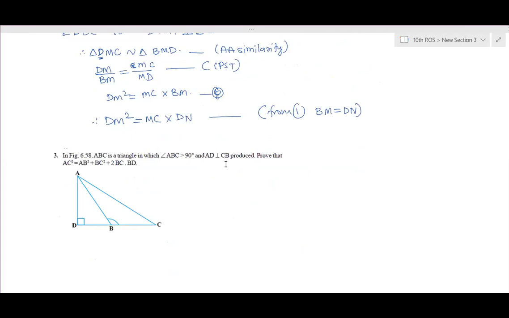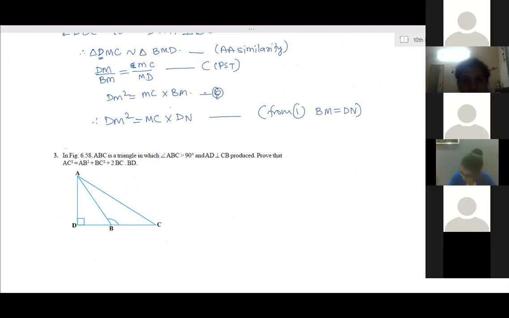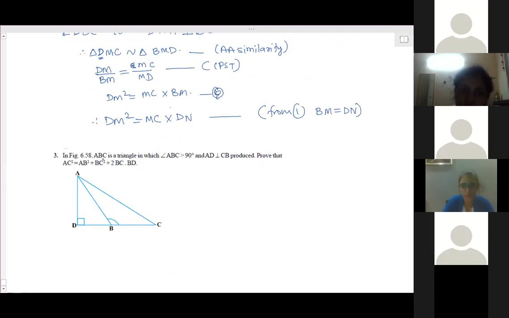Next one. ABC is a triangle in which angle ABC is greater than 90 degrees. That is, this angle is greater than 90 degrees. AD is perpendicular to CB produced. So we have to produce CB backwards, and then draw AD perpendicular on that side. Prove that AC square is equal to AB square plus BC square plus 2BC into BD.